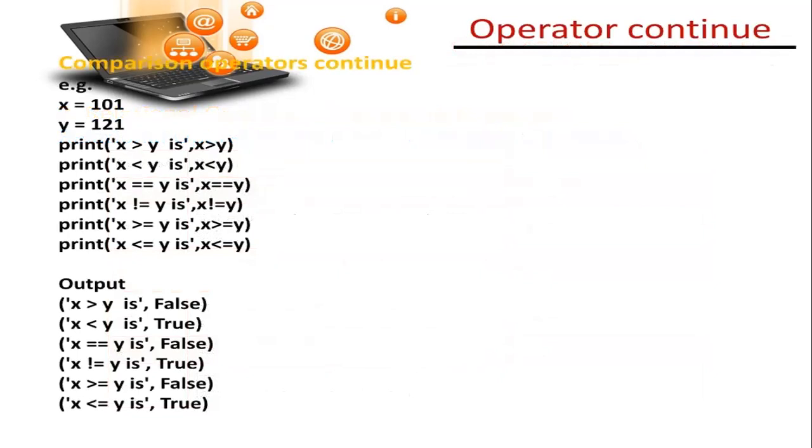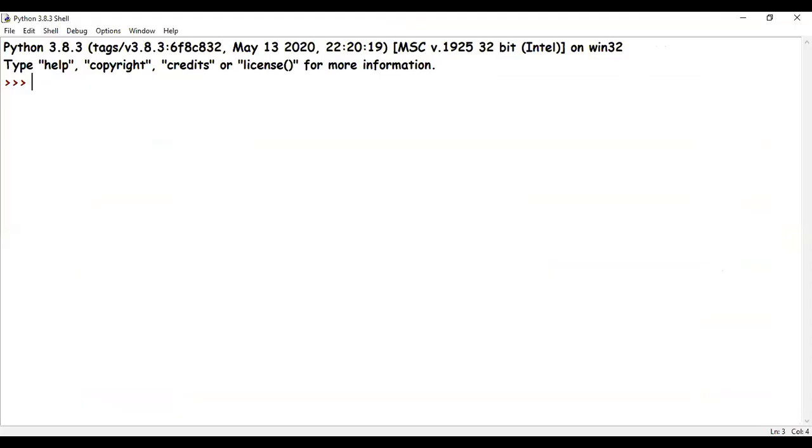Now, how are the comparison operators used? You can practice this at home on your own while I will show it to you all right now over here. Okay, let's see these relational operators in action.